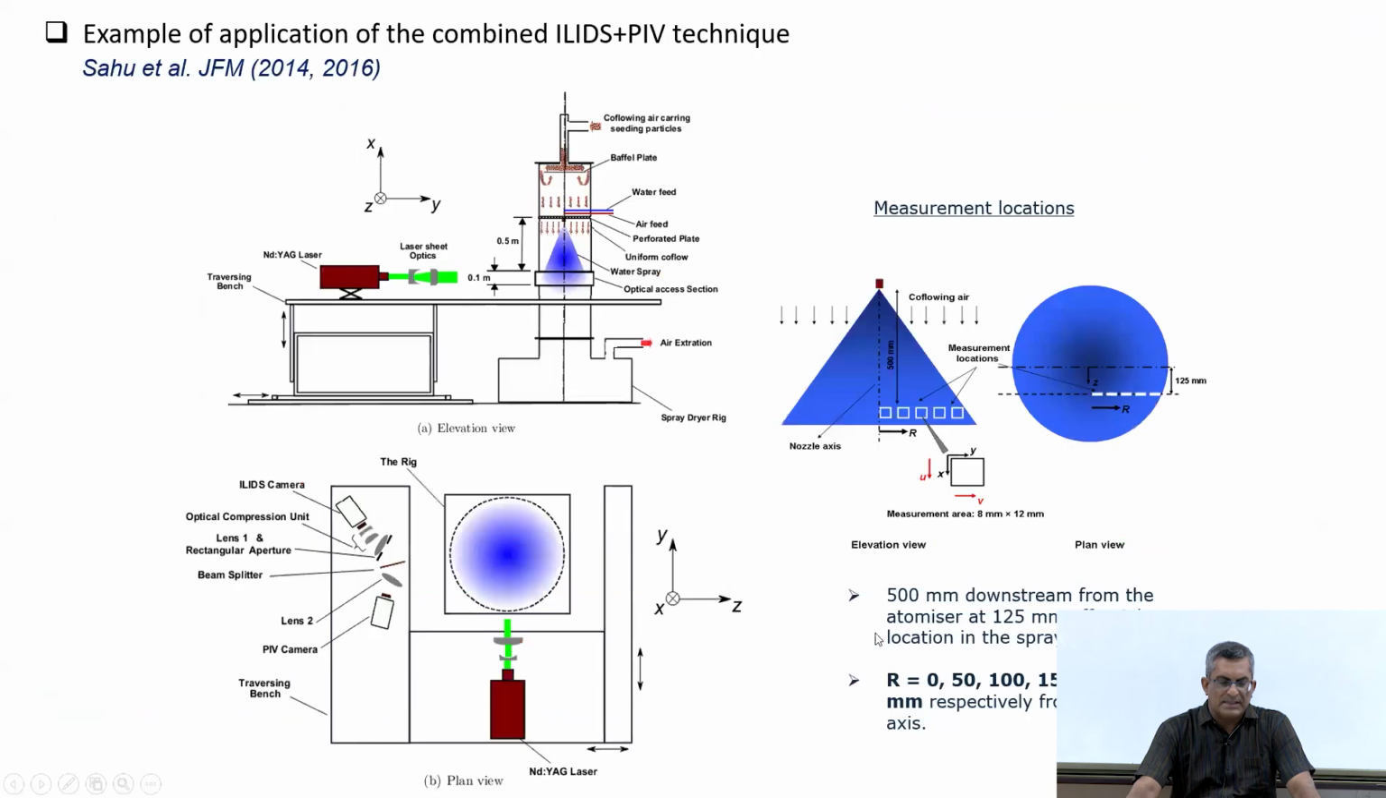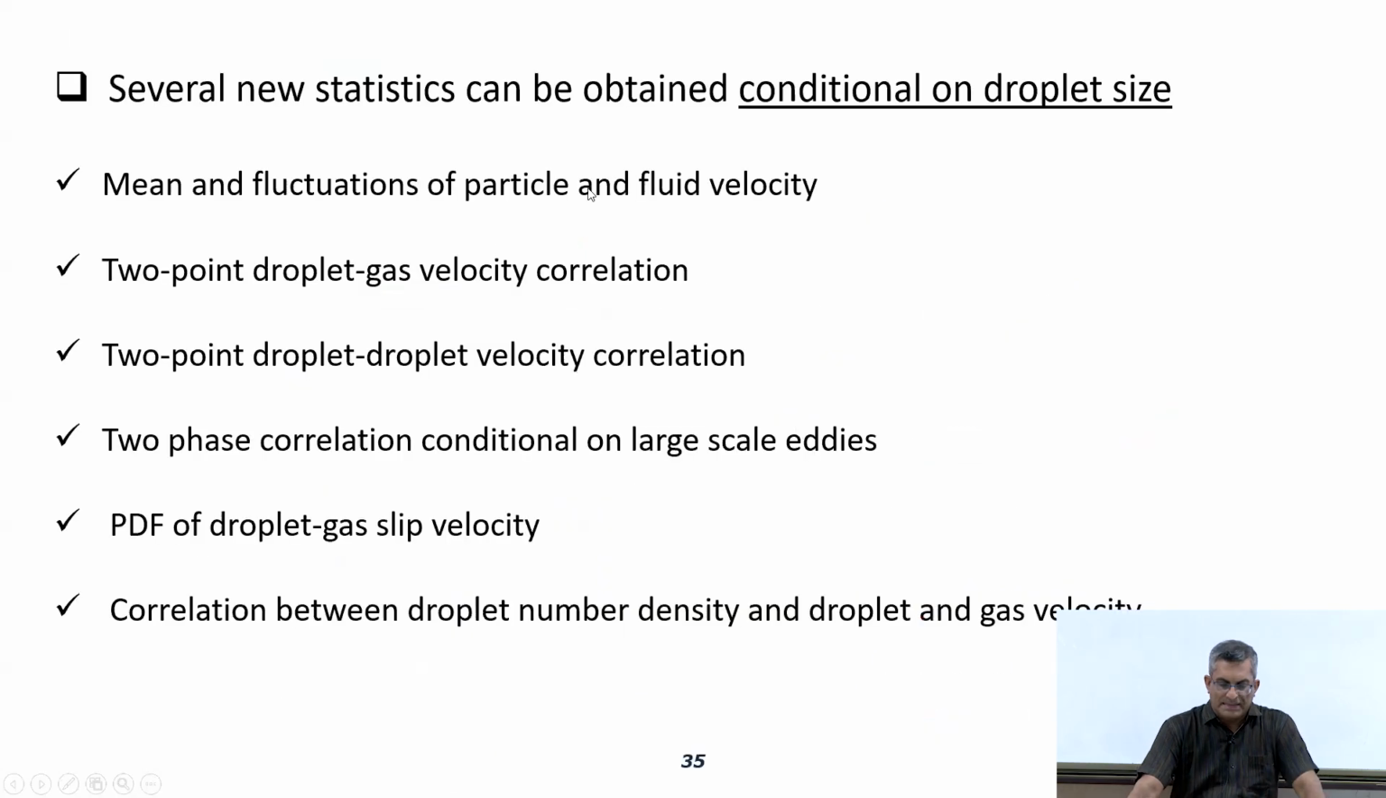This is an example of how the combined technique was used for two-phase flow measurements. Here you have a spray and there is a co-flow around the spray, and this co-flow is seeded with tracer particles. Co-flow means here you have an air velocity. This technique was used for simultaneous two-phase measurements at different locations in the spray. As I said, it gives you various two-phase statistics. That is the speciality of it.